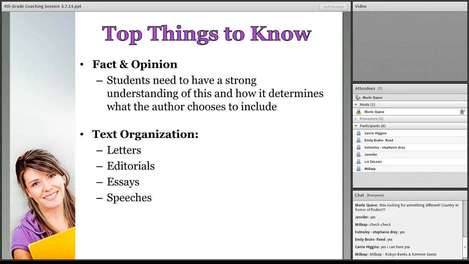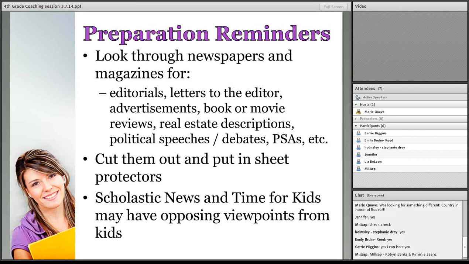As far as text organization, they need to be looking at letters and editorials, essays, speeches, political speeches, debates, all of those sorts of things. To get ready for this, you can start looking for these now because we've got a few weeks before this starts. It's going to be after the reading STAAR, but go ahead and start collecting these types of texts, because there are no books of letters that are appropriate for your students at this age. So look through newspapers, magazines. You're going to get editorials, letters to the editor, and all of these things that we have listed here.